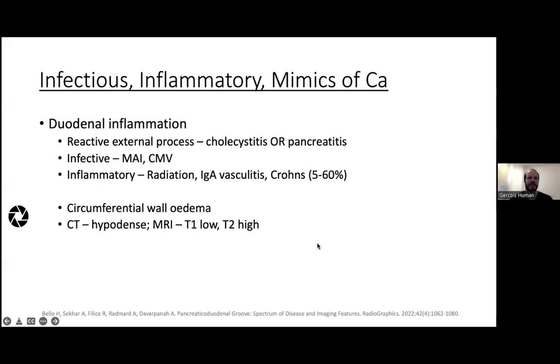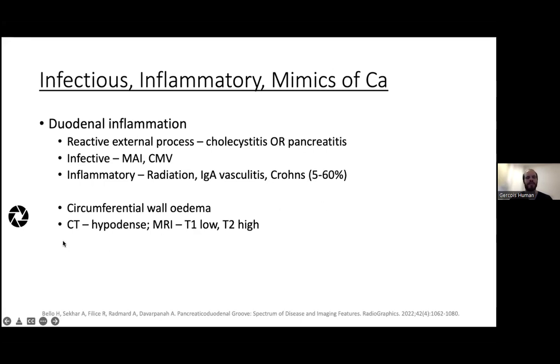Duodenal inflammation in this region is usually due to a reactive process from an external process, so either cholecystitis or pancreatitis in that region. Infections that can cause it are usually Mycobacterium avium intracellulare or cytomegalovirus in patients that are known with HIV or immunocompromised. Inflammatory causes include radiation, IgA vasculitis, which was known as Henoch-Schönlein purpura, or Crohn's disease, with quite a wide range of patients presenting like that.